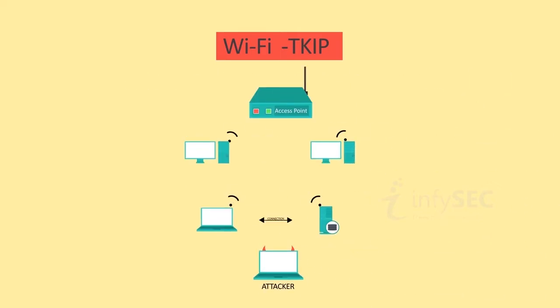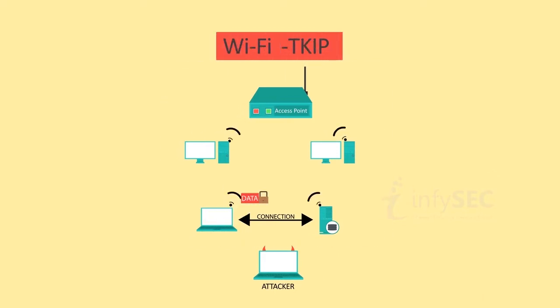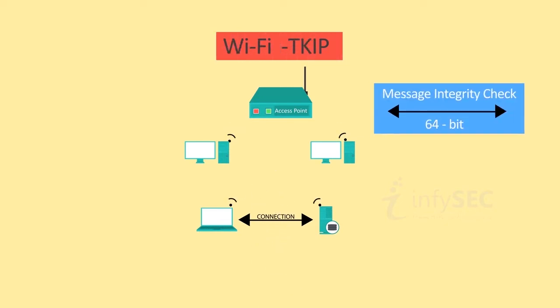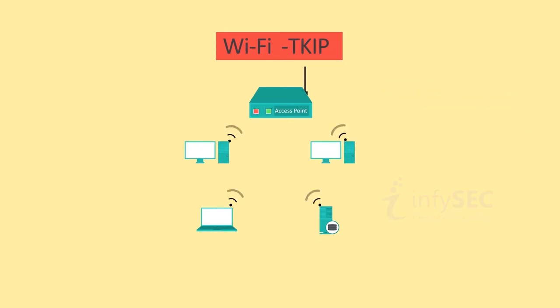Supposing, for the communication between two clients connected in a network, TKIP takes an extra precaution by ensuring that the data packet has not been altered or modified in any way by the attacker. If the data packet seems to be altered, it is dropped. This is achieved by the 64-bit message integrity check, commonly known as the Michael algorithm.